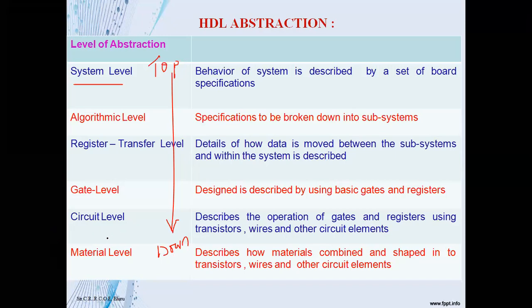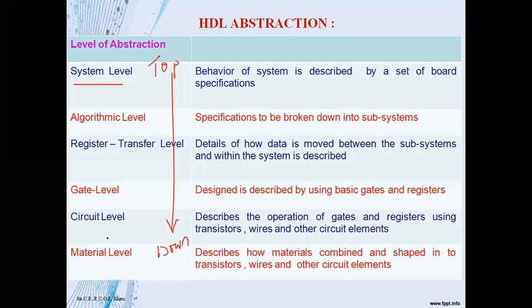If you understand this, you can easily understand the design flow of digital systems. At the system level, we specify the specifications, what we want to design. At the algorithmic level, we split the specifications into block diagrams. And at the register level, we give the data flow directions: how the data has to be transferred, or how the data has to be moved in the system.